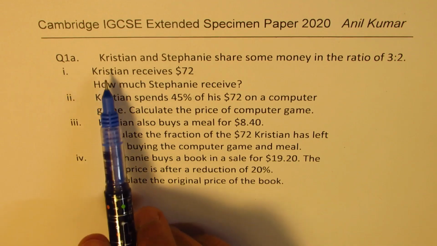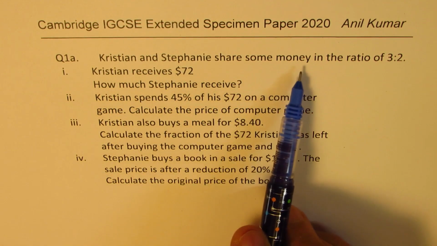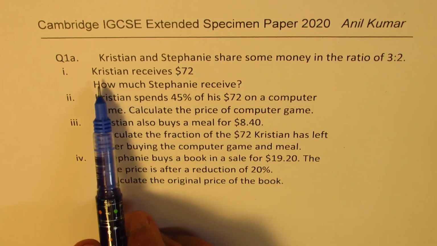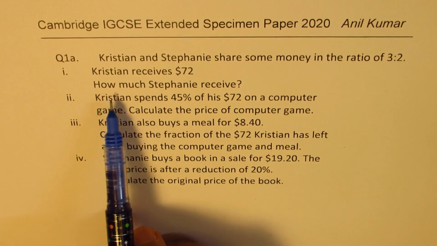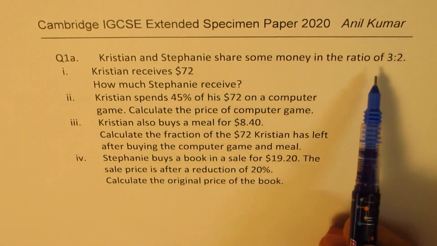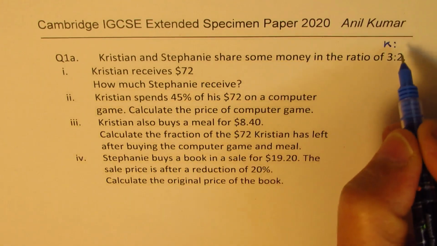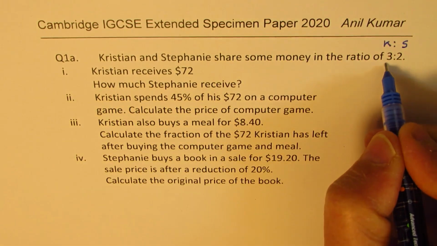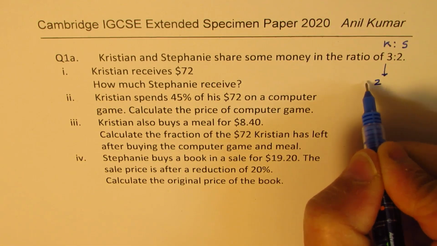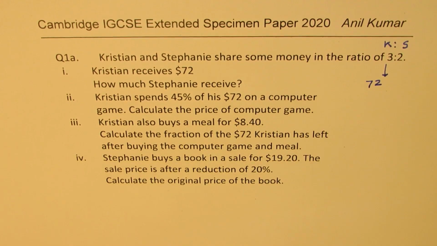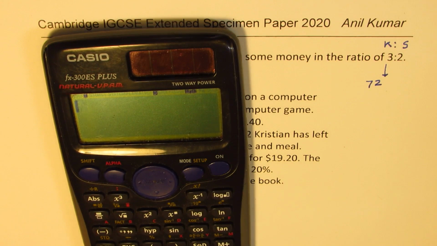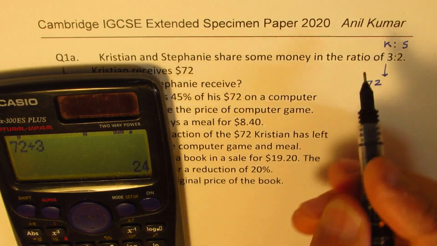Question number 1A. Christian and Stephanie share some money in a ratio of 3:2. Christian receives $72. How much does Stephanie receive? Now it's a ratio question. We'll put K for Christian and S for Stephanie. Christian gets $72. To find what Stephanie gets, you need to work out the ratio. What is the ratio? 72 divided by 3 will give you the scale factor, right? So in ratio questions, you have to find the scale factor.